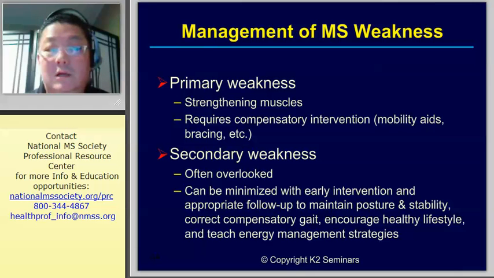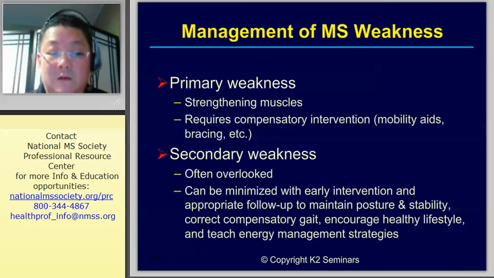So some things that you want to consider when you're actually doing a strengthening regimen. And when I say strengthening regimen, we're talking about both power and strength as well. Right, we already covered the primary weakness. So in primary weakness, we want to deal with strengthening the muscles, which requires the compensatory intervention of mobility aids and bracing, etc. Secondary weakness can be overlooked. This is minimized with early intervention.